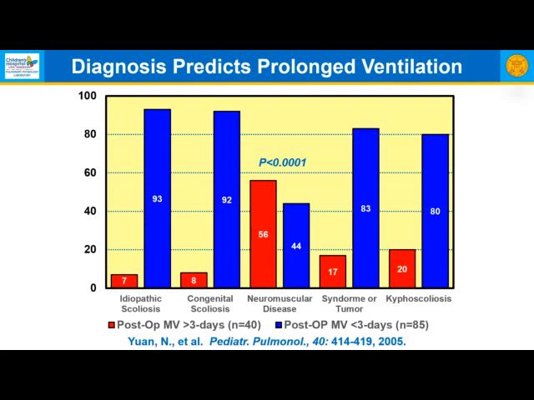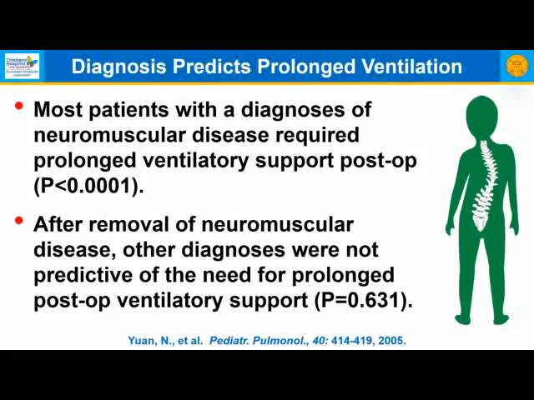here wasn't particularly helpful. Most patients with idiopathic scoliosis, for example, did not require prolonged support, or even congenital scoliosis. However, in patients with neuromuscular disease, a greater proportion required prolonged postoperative ventilatory support than did not, and that was statistically significant. Syndromes or tumors made no difference. Kyphoscoliosis made no difference. So most patients with diagnoses of neuromuscular disease required prolonged ventilatory support post-op, and that's significant at the P less than 0.0001 level.